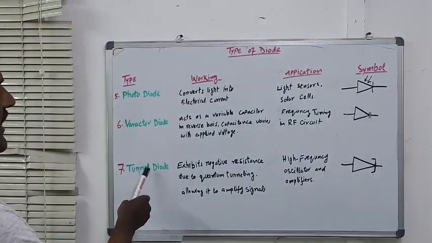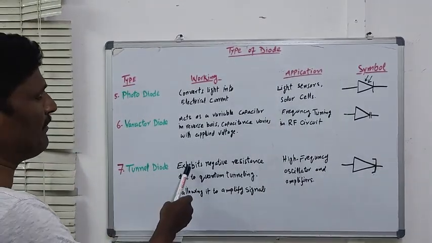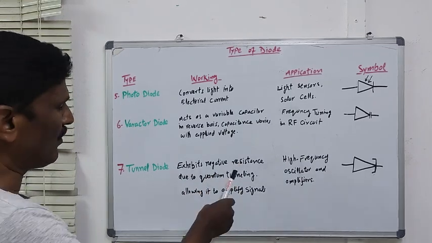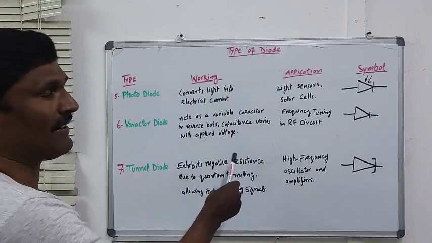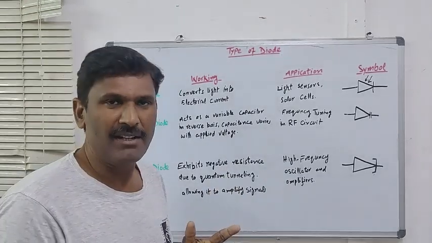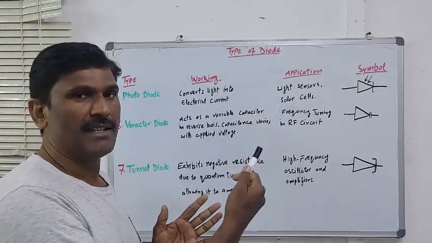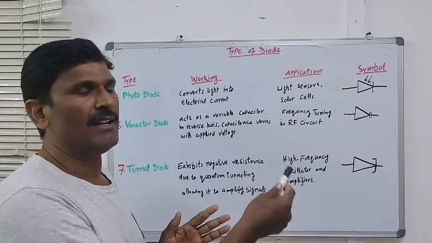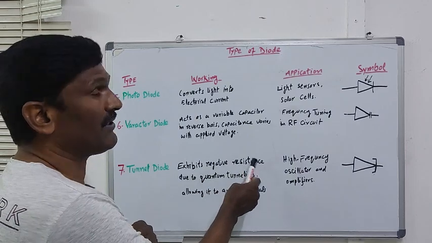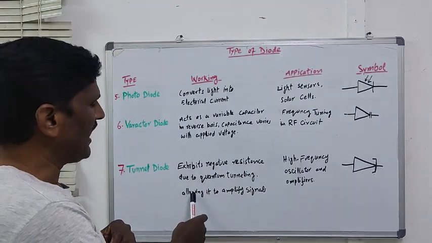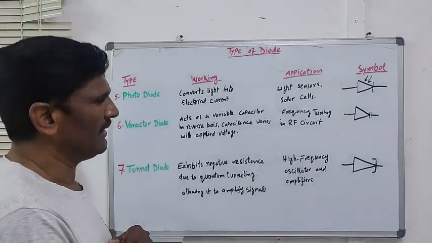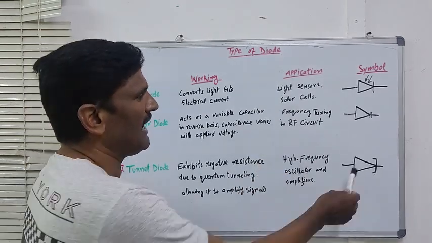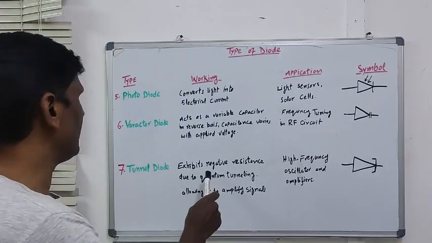The last one is a tunnel diode. A tunnel diode exhibits negative resistance due to quantum tunneling. Negative resistance means when voltage increases, current decreases, and when voltage decreases, current increases. That is called negative resistance. It allows amplification of signals. We use it in high frequency oscillators and amplifiers. And this is the symbol of the tunnel diode.